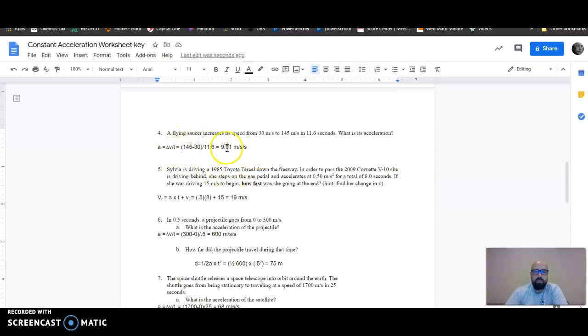So with this first one, change in velocity over time, I think almost everybody got that one, so that was good.